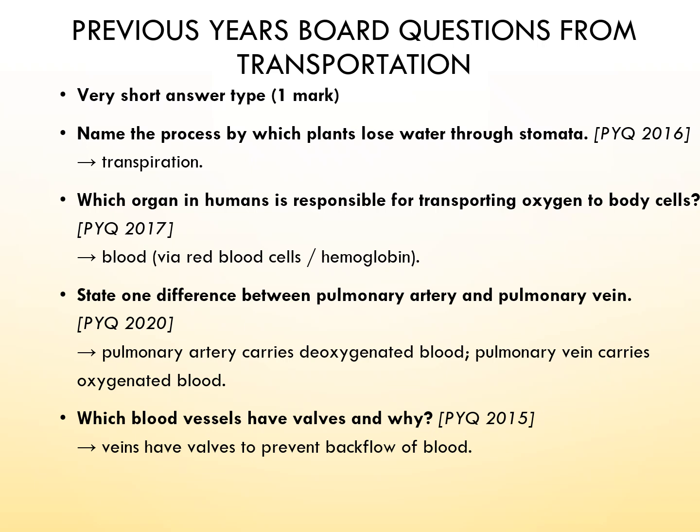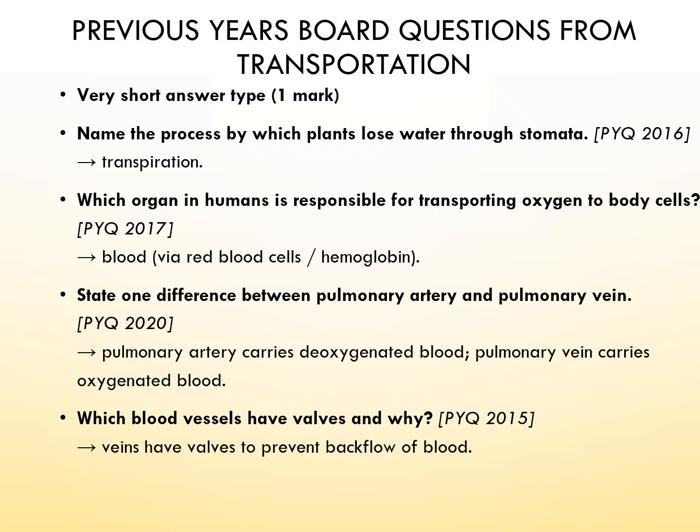So asking you those questions: name the process by which plants lose water through stomata. It is called transpiration. Which organ in humans is responsible for transporting oxygen to the cells? The organ responsible for transporting the blood will be the heart, via the blood, and inside the blood it is hemoglobin which carries it. In case you're asked which pigment is responsible, the pigment is hemoglobin. Which cells are responsible? The cells are RBCs. And which organ is responsible for transportation? Pumping will be done by the heart.